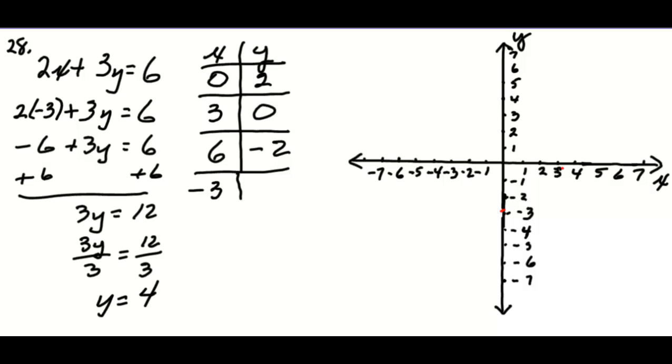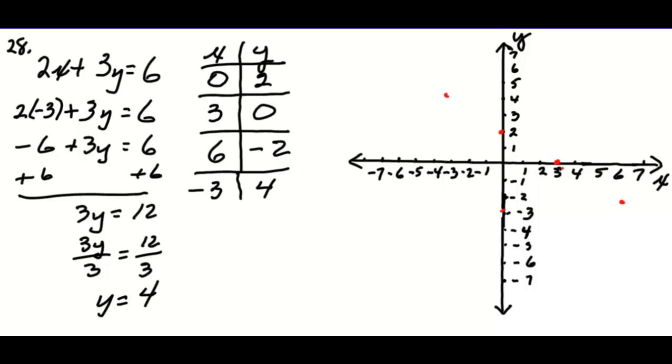What if we now plot all those points? Let's go ahead and do that. When x is 0, then y is 2. That's this one here. When x is 3, y is 0. That's right here. When x is 6, y is negative 2. That's down in here. And then when x is negative 3, y is 4. That puts it right up here, approximately.